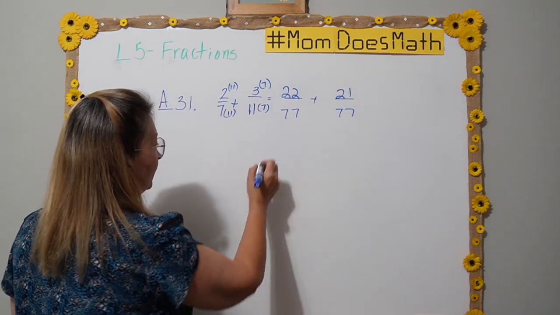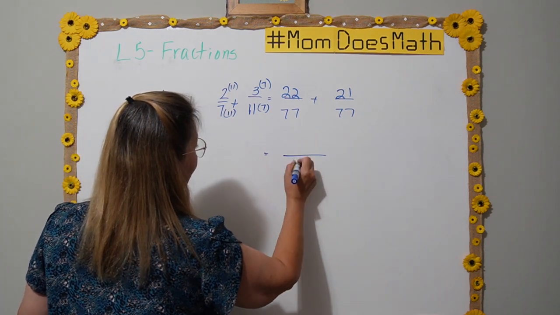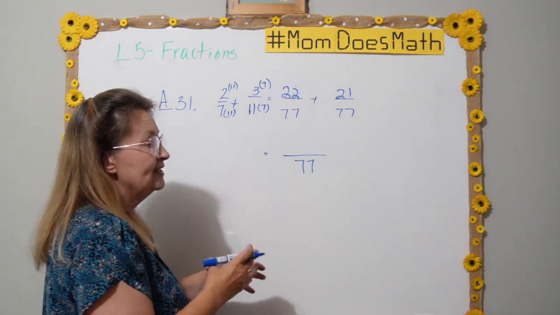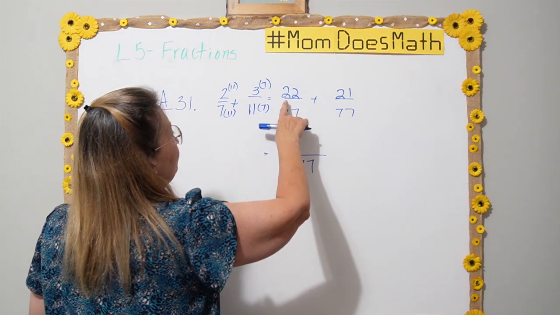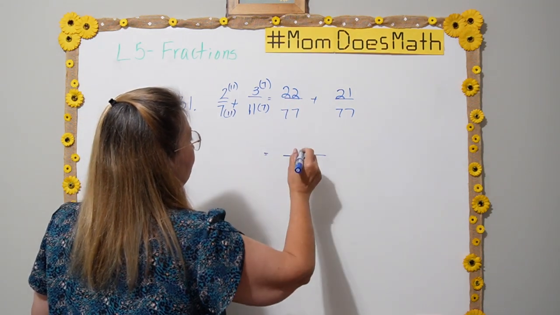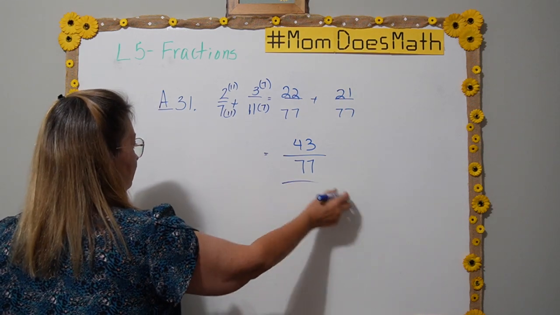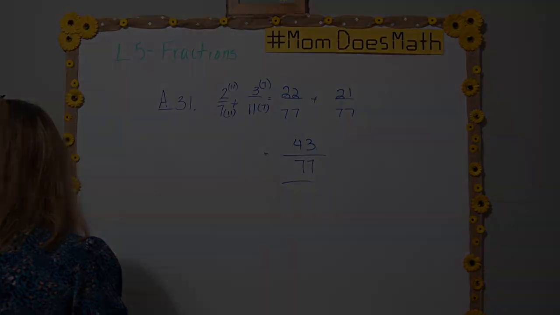You get 21. Now, remember, when you add, your denominator doesn't change, because that just tells you the size of the piece. Now, if you have 22 plus 21, that's going to give you 43. That won't reduce down, so there's your final answer.